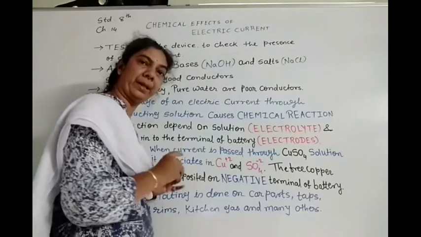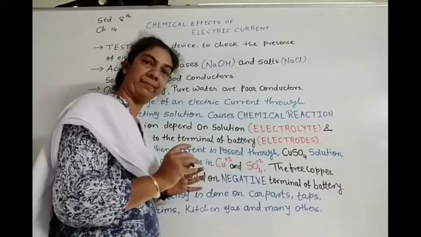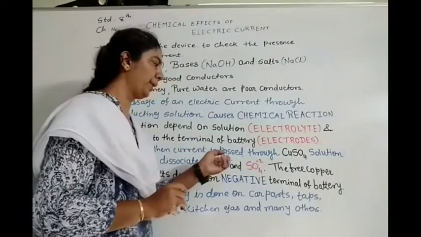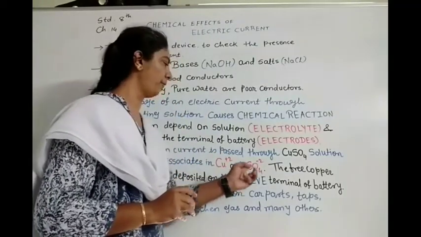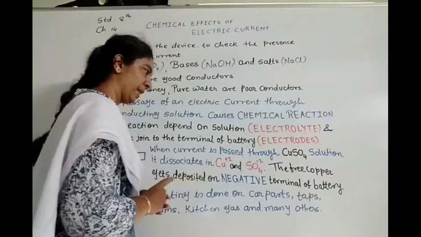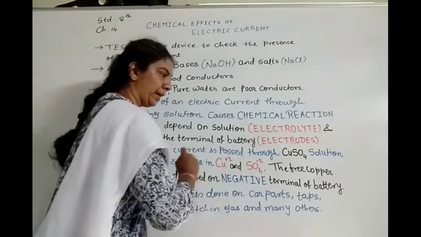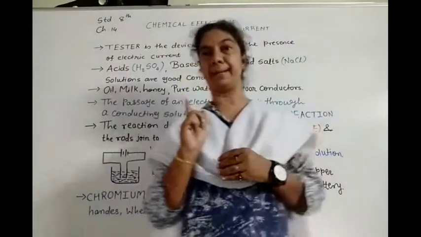If you can remember them at this point of time, it's better. Otherwise, you will learn that in 9th standard. So, copper is having positive charge and sulfate is having negative charge. Now, the free copper gets deposited on the negative terminal of the battery.